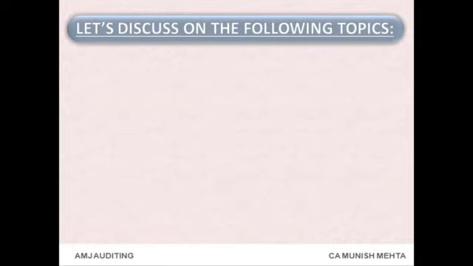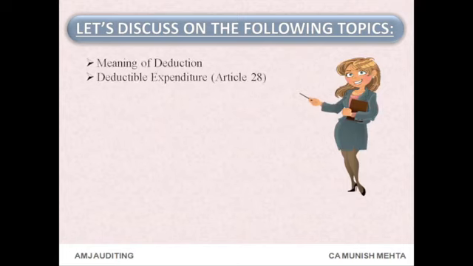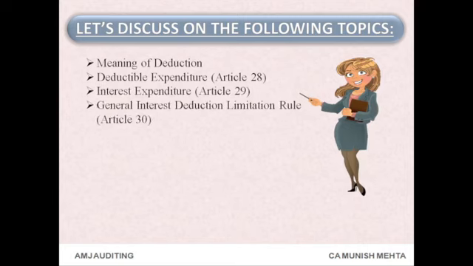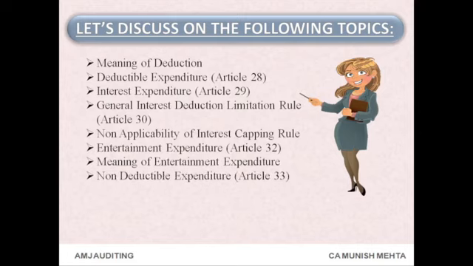Let's discuss the following topics. Meaning of deduction. Deductible expenditure, Article 28. Interest expenditure, Article 29. General interest deduction limitation rule, Article 30. Non-applicability of interest capping rule. Entertainment expenditure, Article 32. Meaning of entertainment expenditure. Non-deductible expenditure, Article 33.